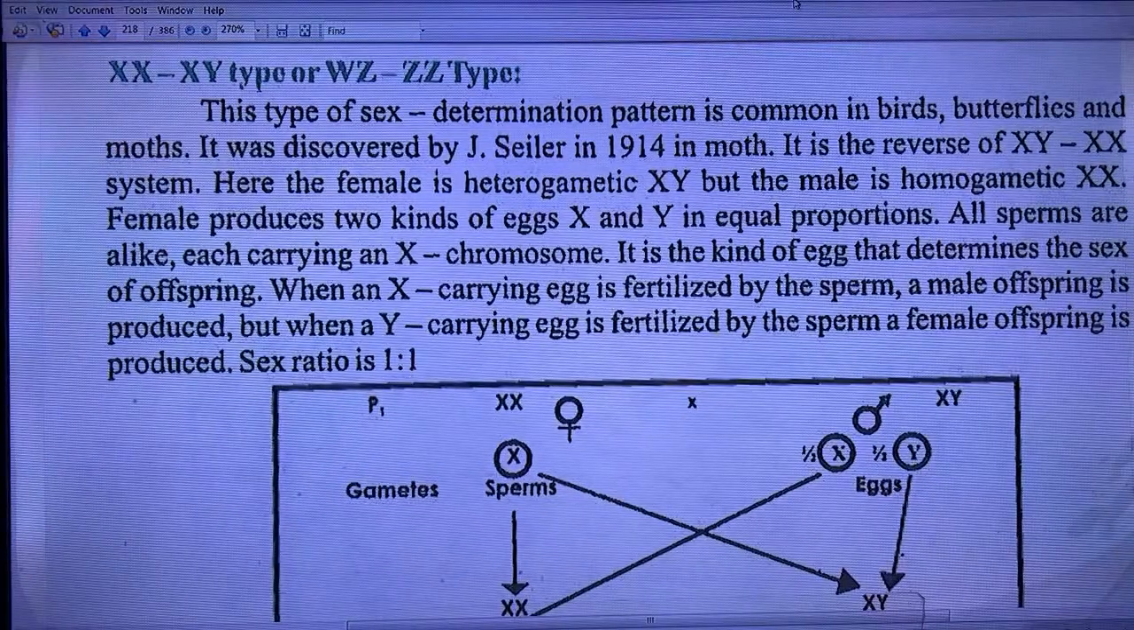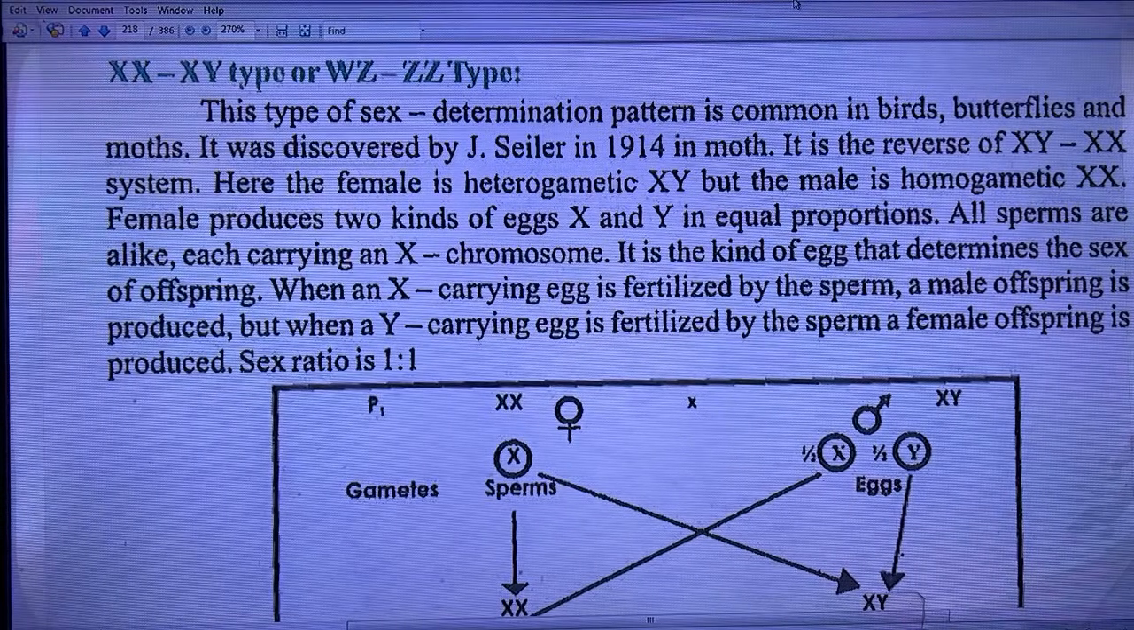ZW, ZZ type or WZ type. This type of sex determination pattern is common in birds, butterflies, and moths. It was discovered by J. Seiler in 1914 in moth. It is the reverse of the XY, XX system. Here the female is heterogametic, ZW, but the male is homogametic, ZZ.